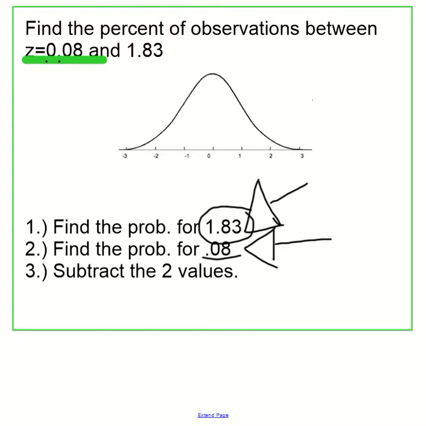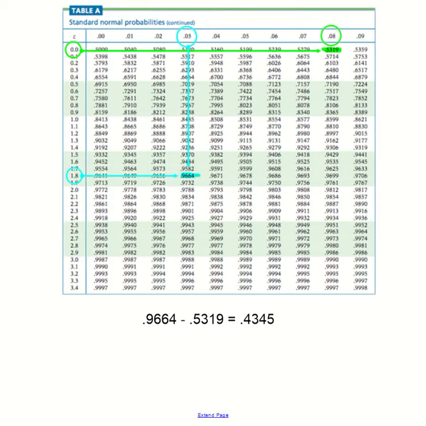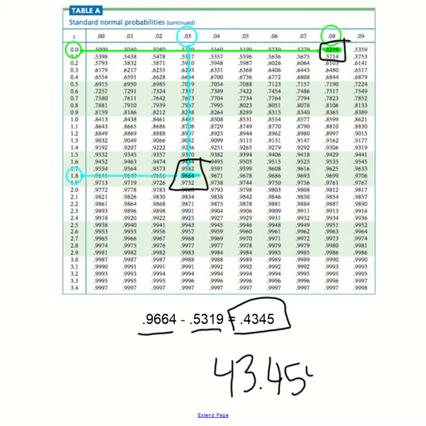So first we go to our table, we find those values. 1.83 is right here, so that's 0.9664, we get that right there. 0.08 is right here, we get 0.5319, we put that in, and then because we just want to know what's in between those two, we subtract them, and the decimal that we get becomes our percent, 43.45%. And that's how we do it.